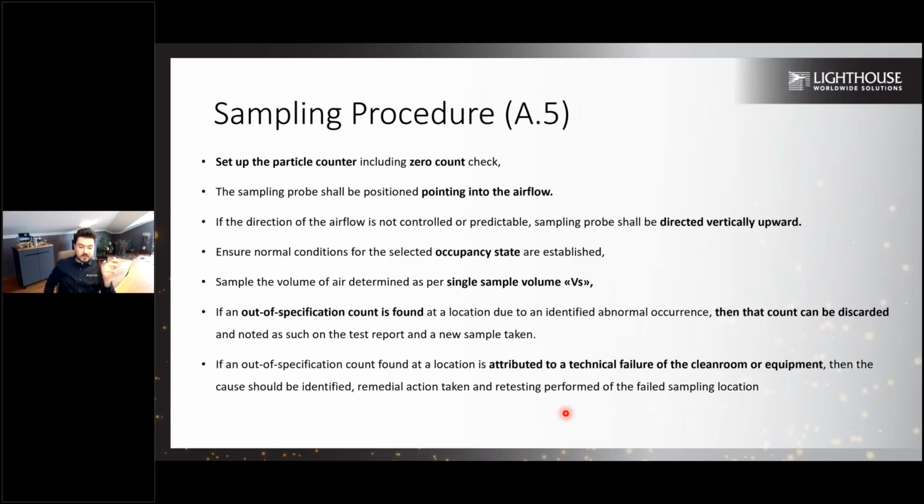What does it mean? For example, you are taking a sample in at-rest conditions, but somebody break this rule and enter the room and make it operational. Then you can exclude this data. Or your isokinetic probe fell down, so you can abort this sample, and then you can say this is an out of specification. This doesn't mean that this is attributed as a technical failure of a clean room or an equipment or a poor cleaning whatsoever.